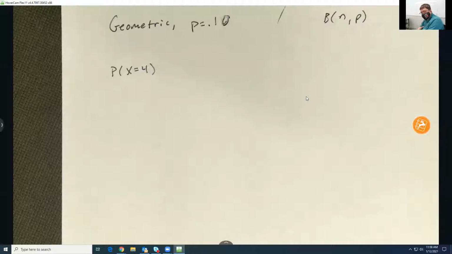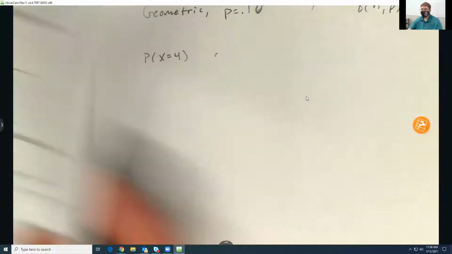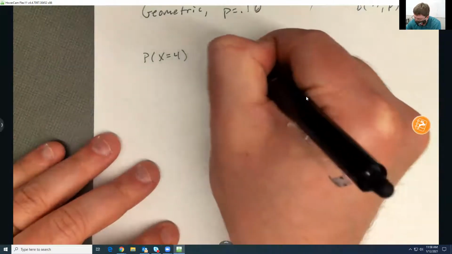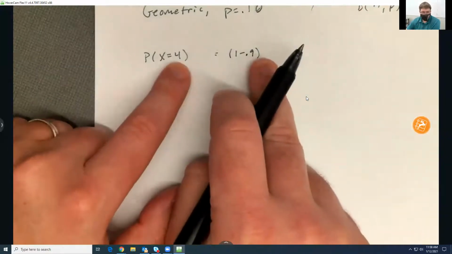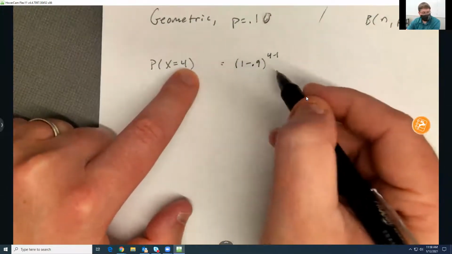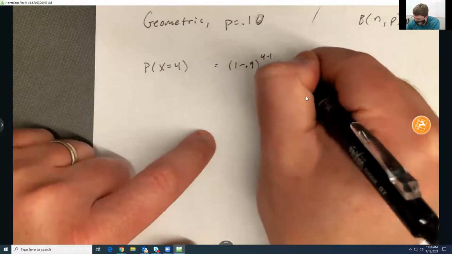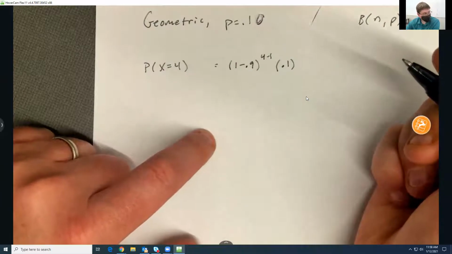There are a couple of different ways you can do this by hand. The formula says to do 1 minus the success rate, raised to the power of your X value minus 1, times the success rate. So if we follow the formula, which comes from right here in my notes, then 1 minus p is going to be 1 minus 0.9. And the exponent for this one is going to be 4 minus 1, so that's going to be 3. Times the actual success rate, which is 0.1. And that's it. This is the way to do it by hand.